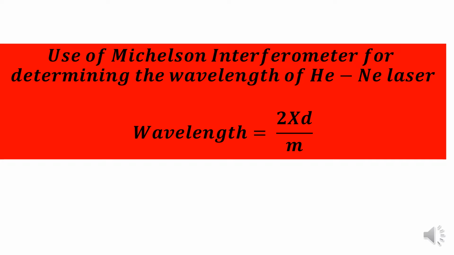In this experiment, we will use the Michelson interferometer for determining the wavelength of a He-Ne laser. This is the laser we will use; different lasers can be used, but in this case we have used the He-Ne laser. The formula used for finding the wavelength is 2 multiplied by D divided by M. What D is and what M is, we will discuss later on.